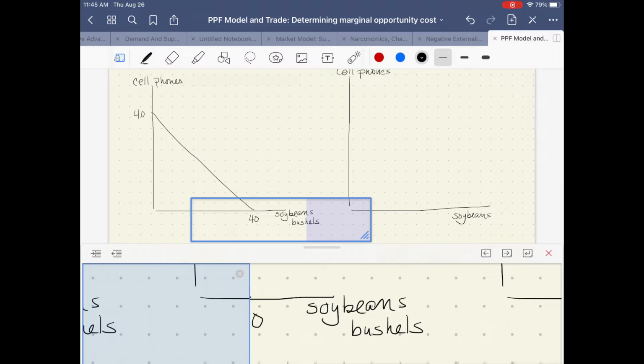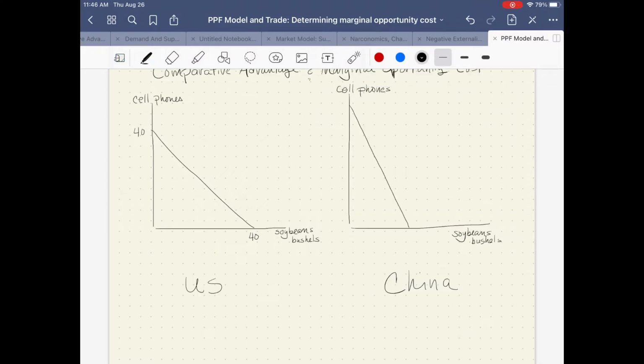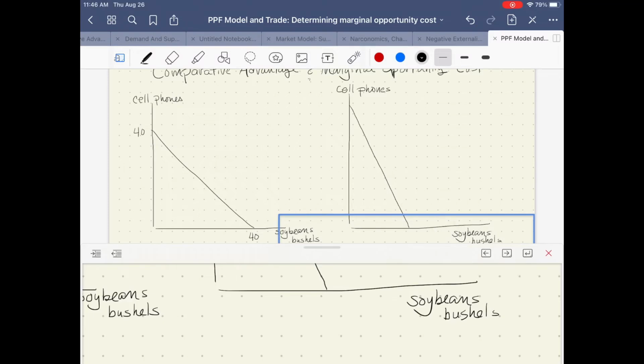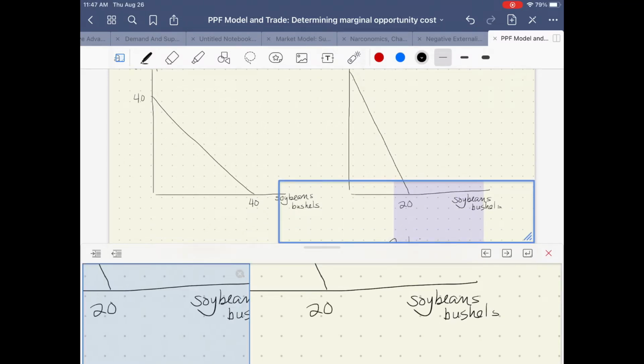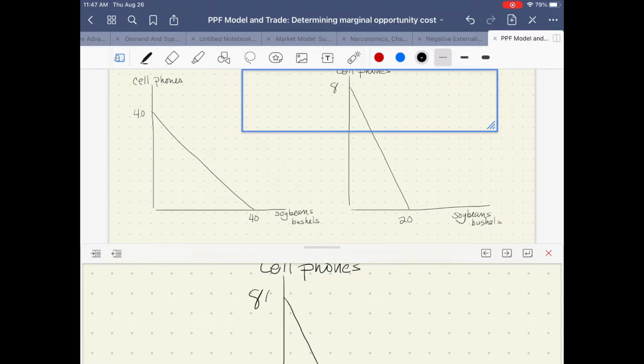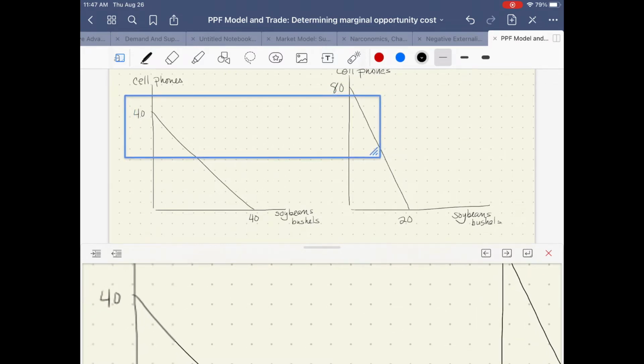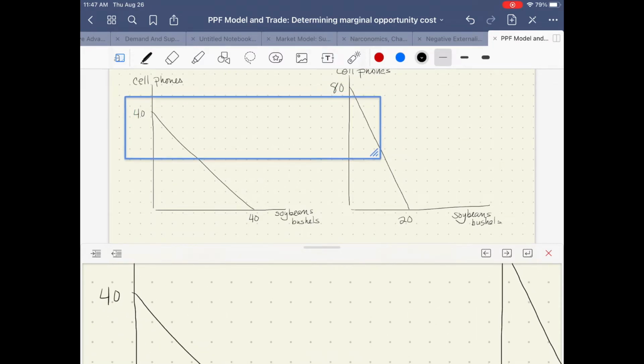China has different capabilities. In China, agricultural land is not as easy to come by, and the population is much bigger. You can see visually that China has different opportunity costs, but here we'll identify it numerically. China can produce 20 bushels of soybeans if they dedicate all their resources to soybeans, or 80 cell phones if they dedicate all their resources to producing cell phones. So the two countries clearly have different capabilities.